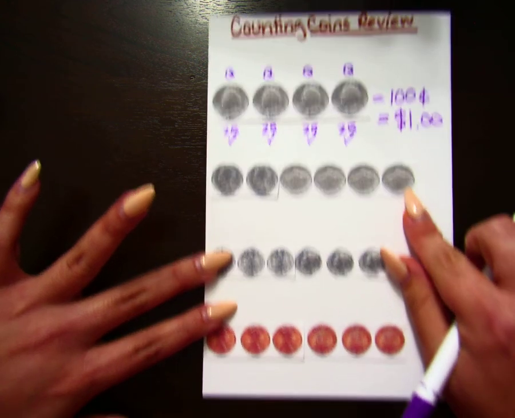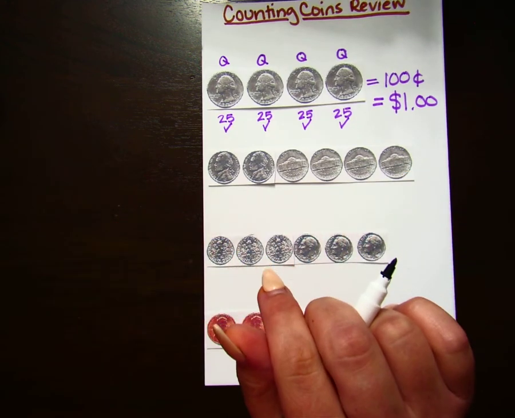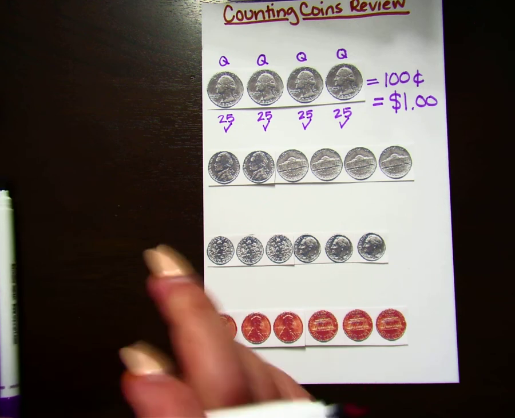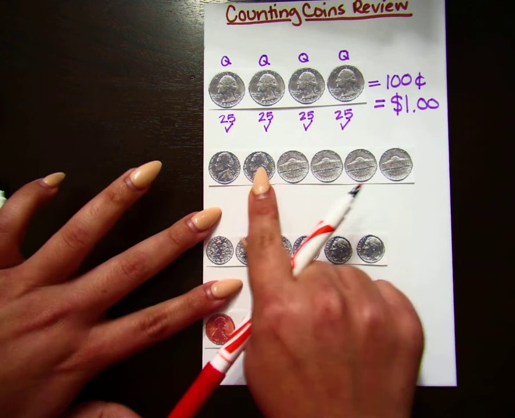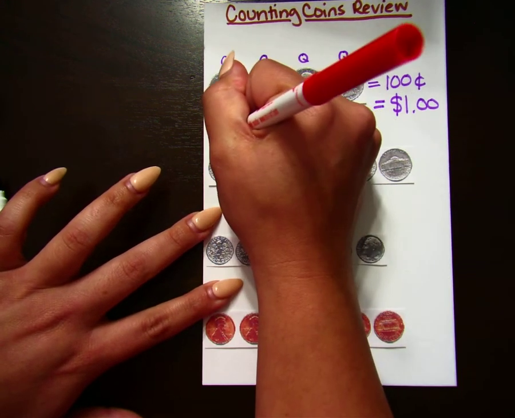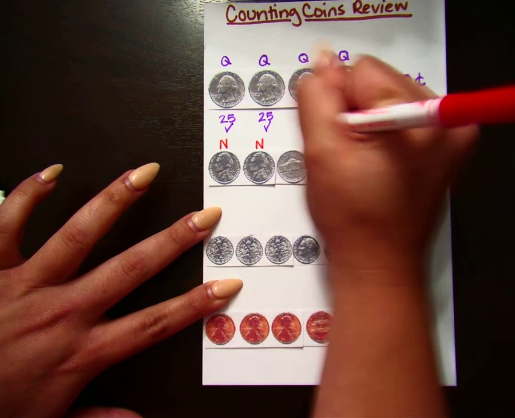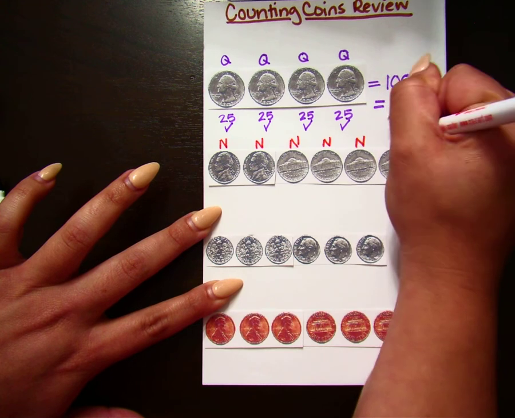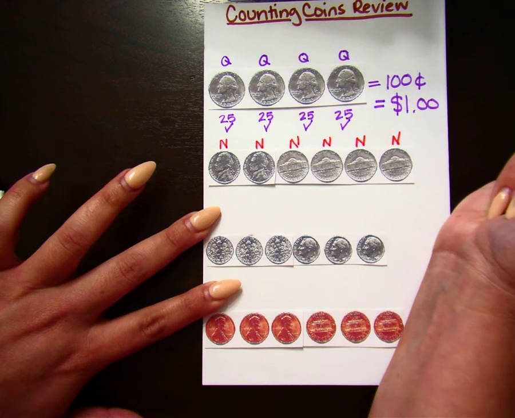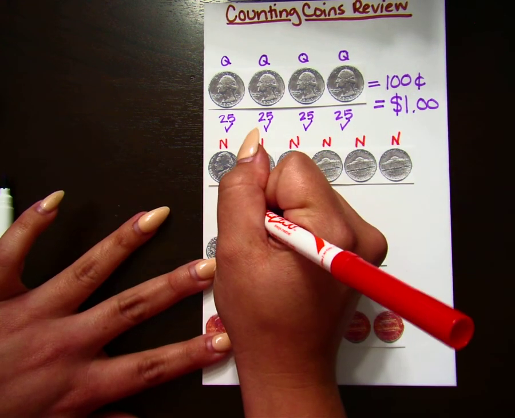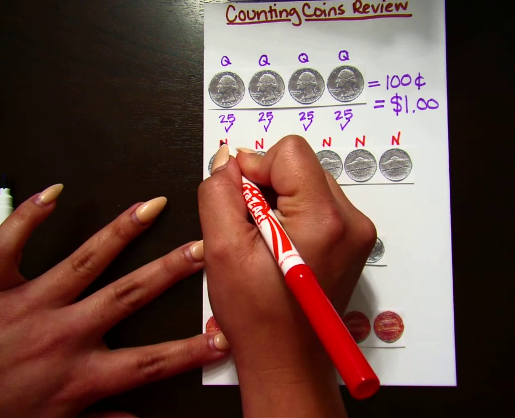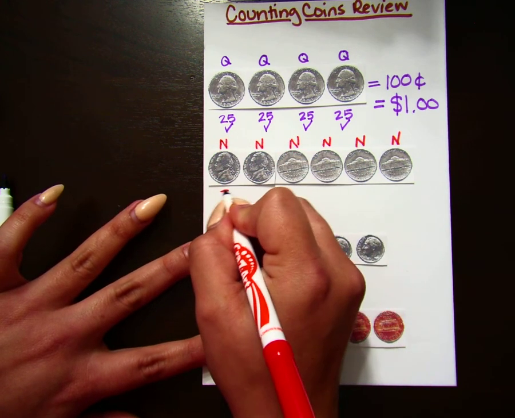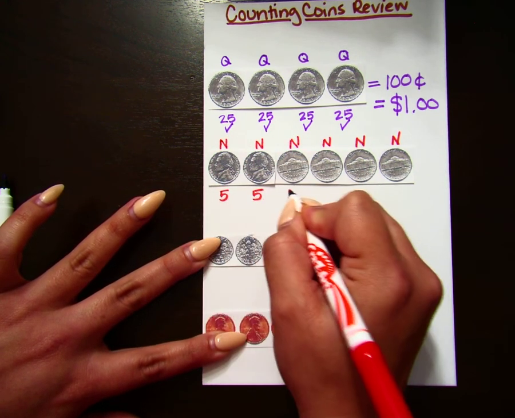Next, we have another coin. We can identify this coin as a nickel. These are all nickels. Next, we will identify the value. We know that the value of a nickel is 5 cents.